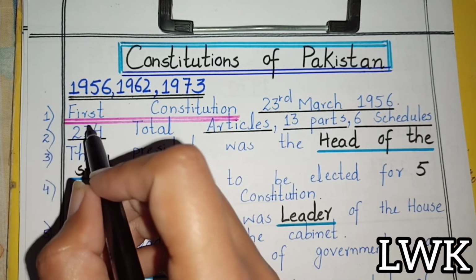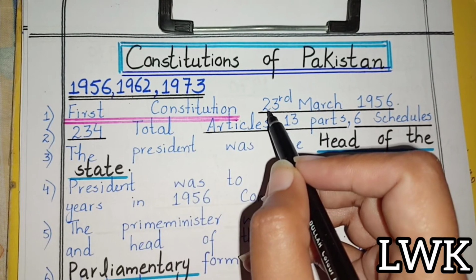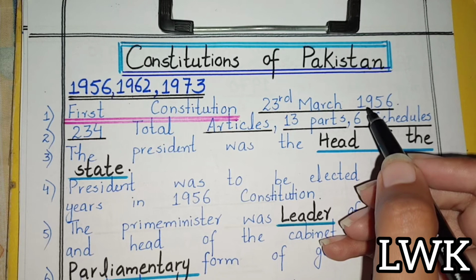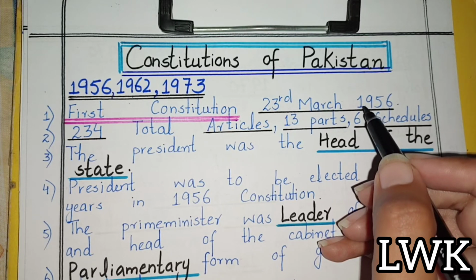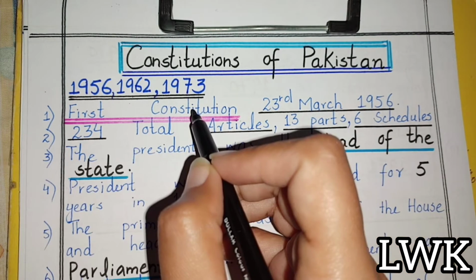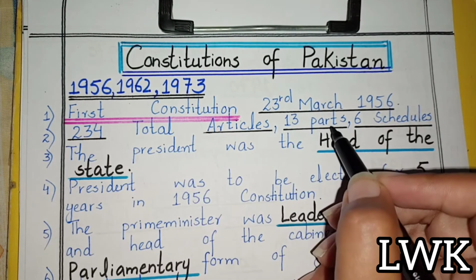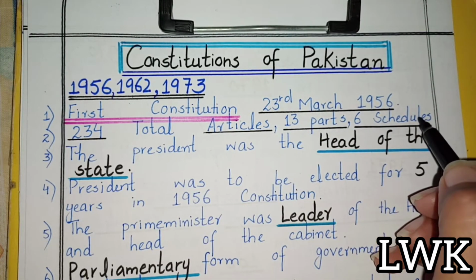Question number 1, First Constitution, that is 23rd March 1956. Remember this, it is very important for the MCQs for all competitive exams. So this video is very important. Don't skip this video. In the First Constitution, there are 234 articles, 13 parts and 6 schedules.